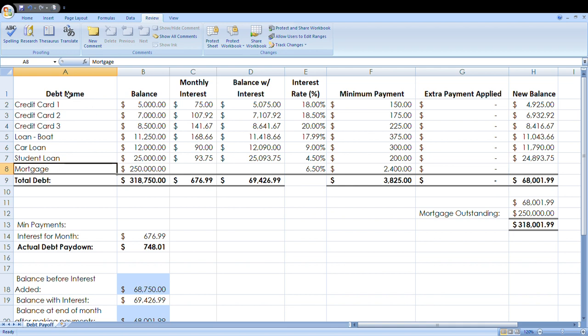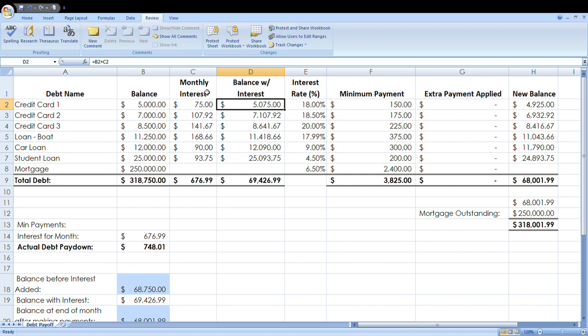So anyway, let's just go with credit card number one. The balance is $5,000. The interest is $75 a month. The interest rate is 18%. This is calculated, okay? So the balance plus the monthly interest equals $5,075. Now I have these listed in this spreadsheet from the smallest to the largest amounts that are owed.